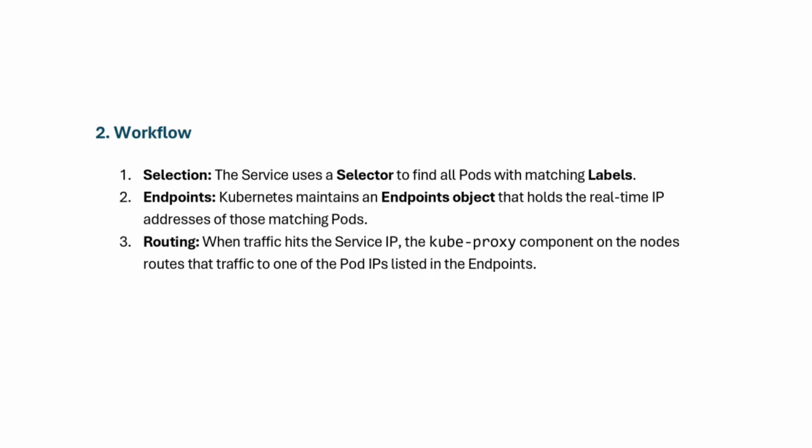So accessibility of your application or pods is through labels, and those labels are communicated by the endpoints object that holds the real-time IP addresses of those matching pods. Meaning those volatile and new real-time IP addresses are maintained by Kubernetes as endpoints. And when the traffic hits the service IP, the kube-proxy component on the nodes routes that traffic to one of the pod IPs listed in the endpoints. So endpoints hold the real-time IP addresses that are created and keep that information current, and the kube-proxy component of the nodes routes that traffic to one of the pod IPs in those endpoints.